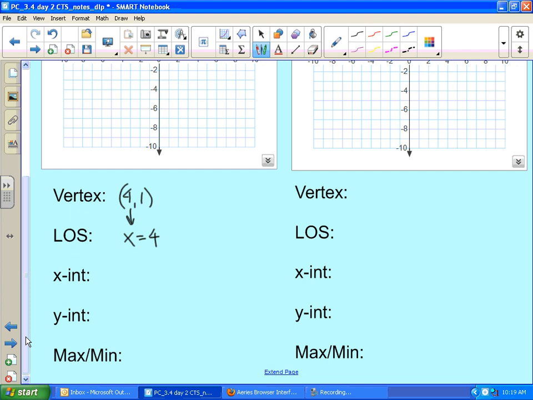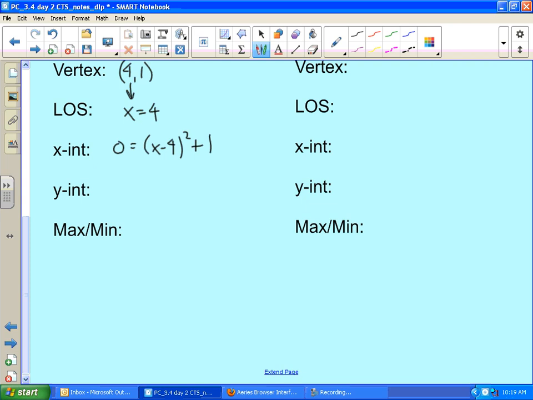Well, what we usually do is we set y equal to 0. And then we say (x minus 4) squared plus 1. Well, if I took this thing and I tried to solve it for x, watch what happens. I get negative 1 equals (x minus 4) squared. And then I take a square root. And there is the problem. If I take the square root of a negative value, you automatically have no x-intercepts, because you're getting an imaginary value here. No reals. So there are no x-intercepts. None.